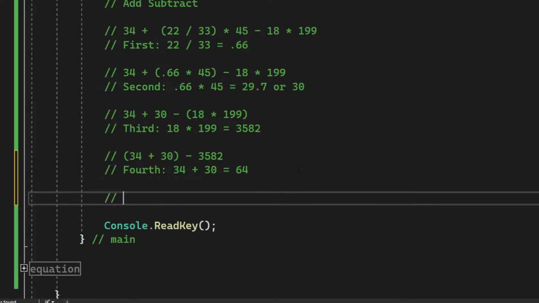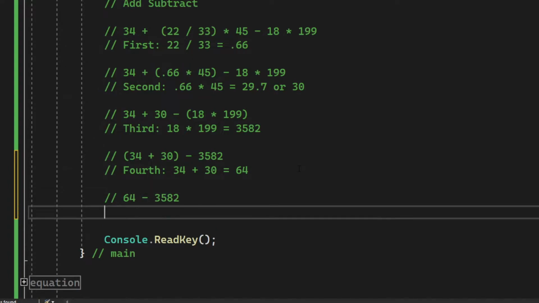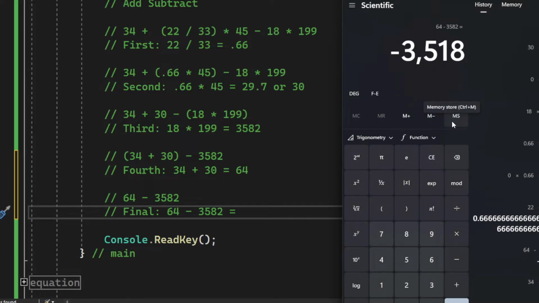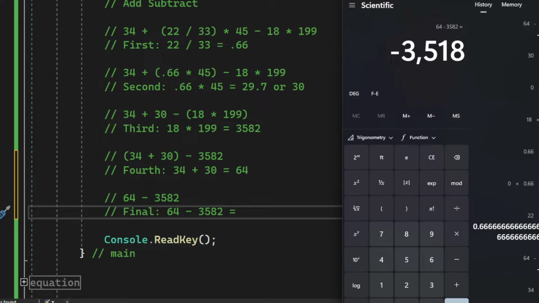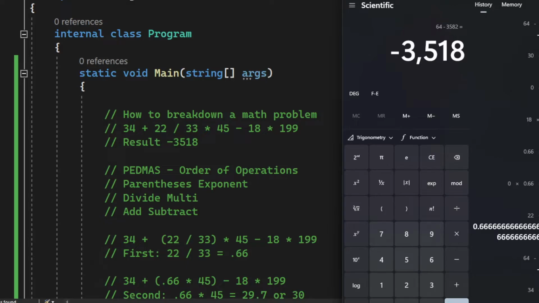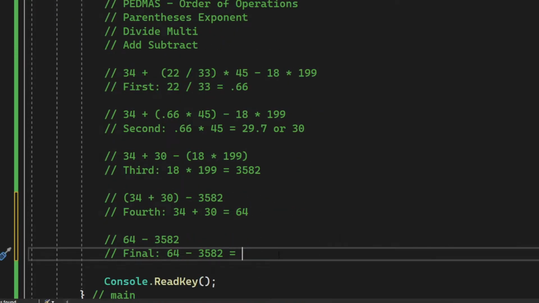All right, and so now we know it's 64 minus 3582. This will be our final result. So 64 minus 3582 equals 64 minus 3582. And we receive a result of negative 3,518, which is the result we expected up here. Negative 3,518.